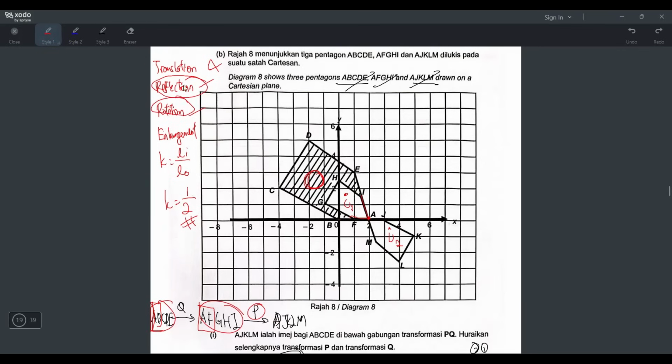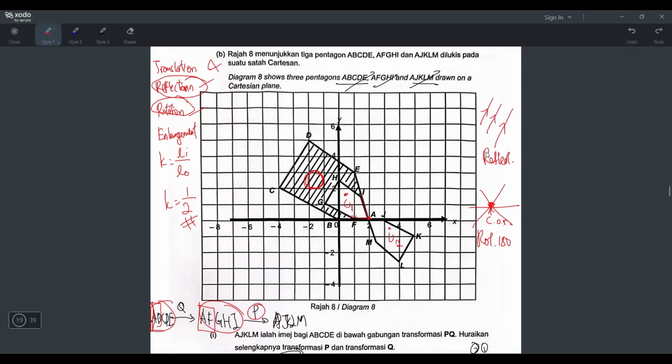And I got teach my own students one method to determine whether it's reflection or rotation. You draw lines and you join all the corresponding points. And if all the lines are parallel, then it's reflection. And if all the lines intersect at one point nicely like that, then it's a rotation 180. And that intersection is the center of rotation.